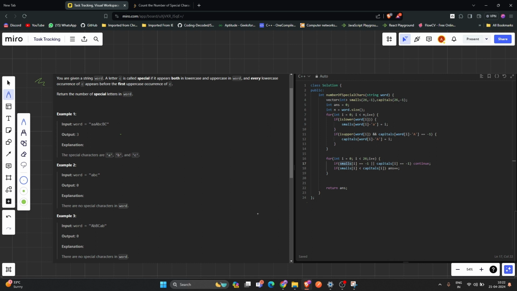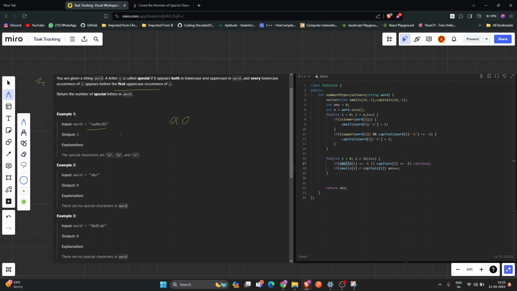Here in this problem, we are given a string word, right? In this string, a character is called special if it appears both in lowercase and uppercase. And the second condition is that every lowercase occurrence of that character appears before the first occurrence of its uppercase character. That is the condition given for a special character, and we have to return the number of special characters in that word. So let's understand this problem with the help of this example.